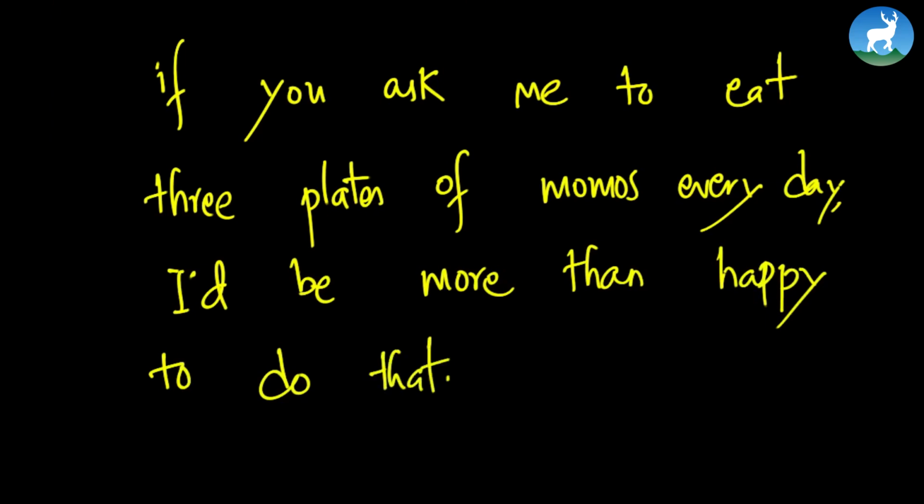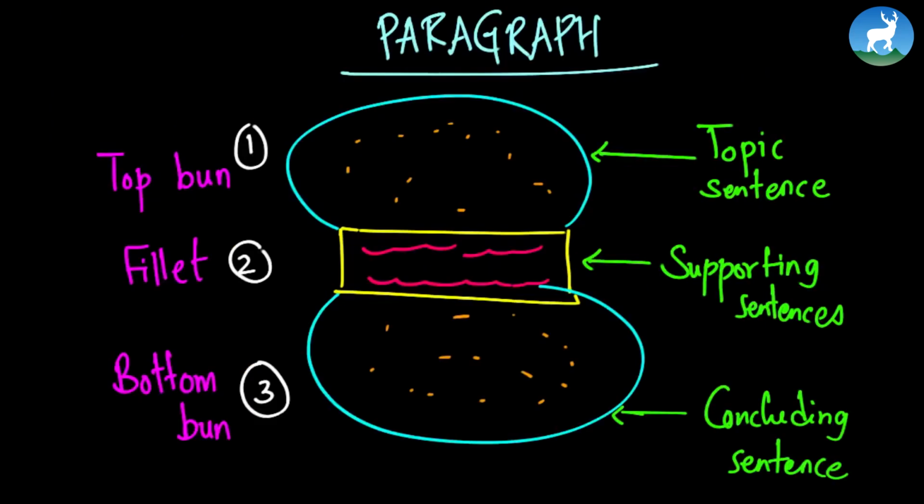Okay, how about this one? Now you've got to think the structure in your mind, okay? The first sentence is called a topic sentence. And the middle sentences could be 1 sentence, 2 sentences, 3 or 4, as many as possible, are called supporting sentences. And finally, we have the last sentence, which is called the concluding sentence.